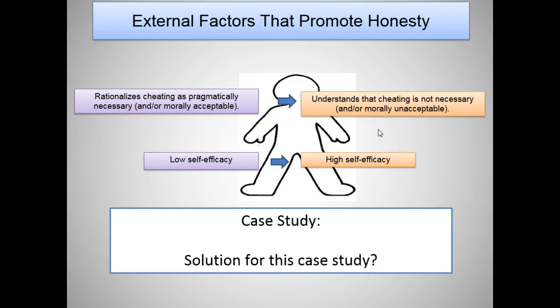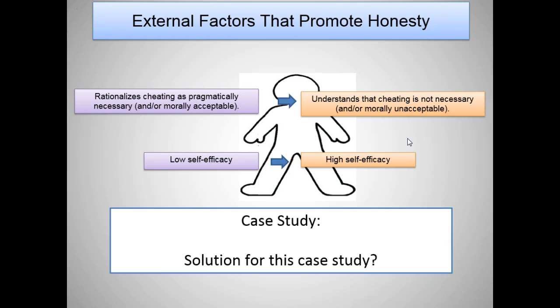help a student understand that cheating is not necessary, because maybe the bar is not set so high that it's impossible. I am not talking about lowering rigor, but I am talking about really thinking about how high of a bar we are setting for students. How do we inform students about what those expectations are? And how do we let them know that that assessment is fair? And how can we give them high self-efficacy?